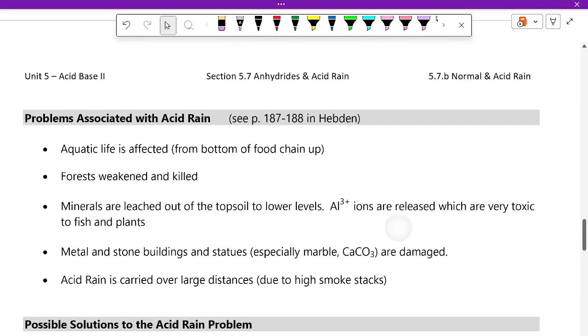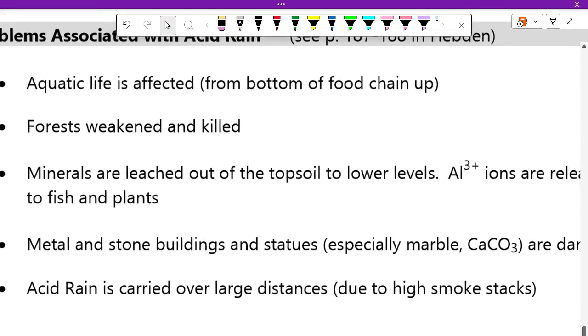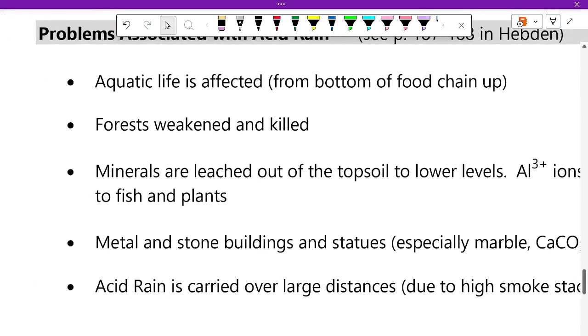Problems associated with acid rain. Aquatic life can die or be affected. If it gets too bad, absolutely. Forests can be weakened and killed.